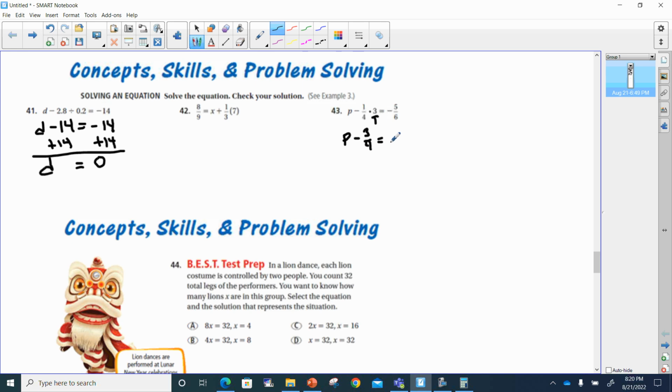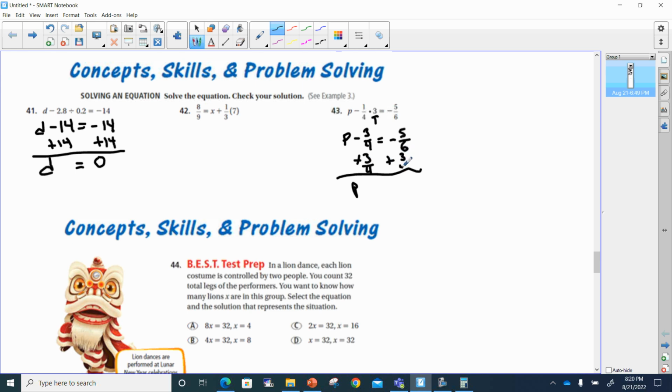All this has to equal negative 5 over 6. Now, since I'm subtracting 3/4, the only thing I can do to solve this would be to add 3/4 to get rid of it. This will go ahead and give me P by itself over here. But whatever I add to one side, I have to add to the other side.